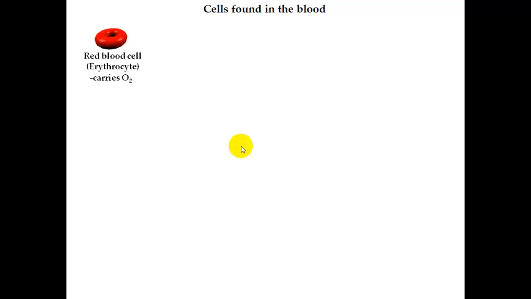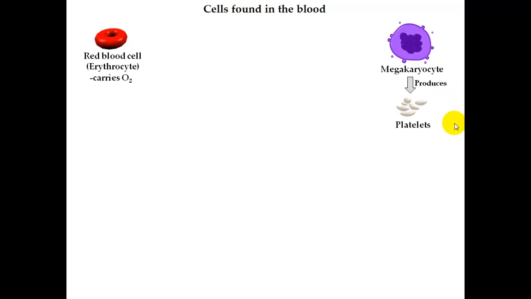Another major type of cell found in the blood are these cells called megakaryocytes. And the reason why they are important is because they produce these things called platelets. And what platelets do is that they encourage clotting. They make clotting possible. And clotting is important because it stops bleeding, so it prevents us from losing all of our blood if we're ever injured.